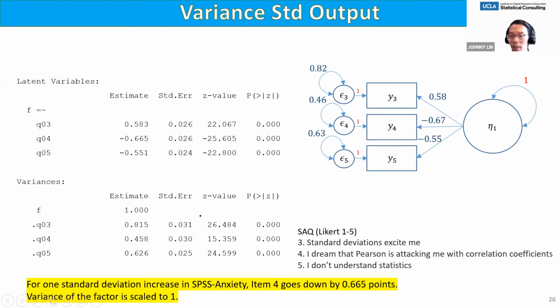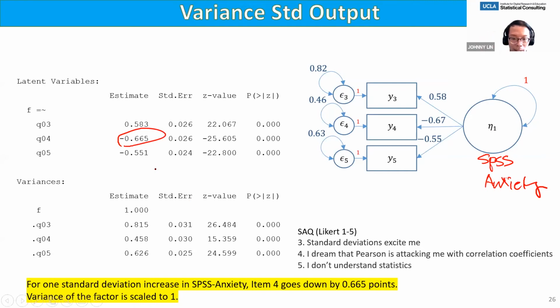Okay, so really good job. And then, how do we interpret, let's say, item Q04? So basically now the factor variance is 1. So the factor variance is now standardized. You can think of it as a standard deviation increase, right? So for 1 standard deviation increase in SPSS anxiety, remember, it's a latent variable, so it's a circle. So for 1 unit increase in SPSS anxiety, item 4 goes down by 0.665 points.